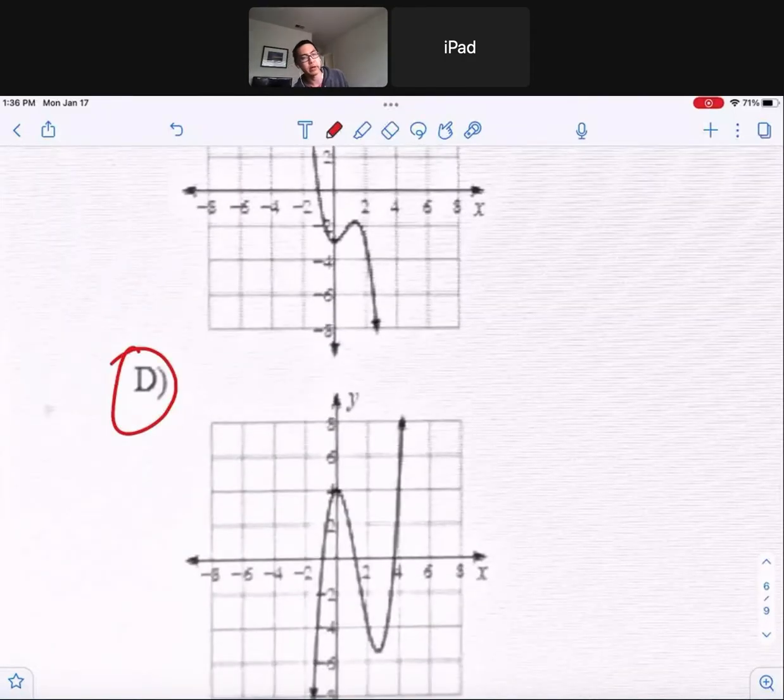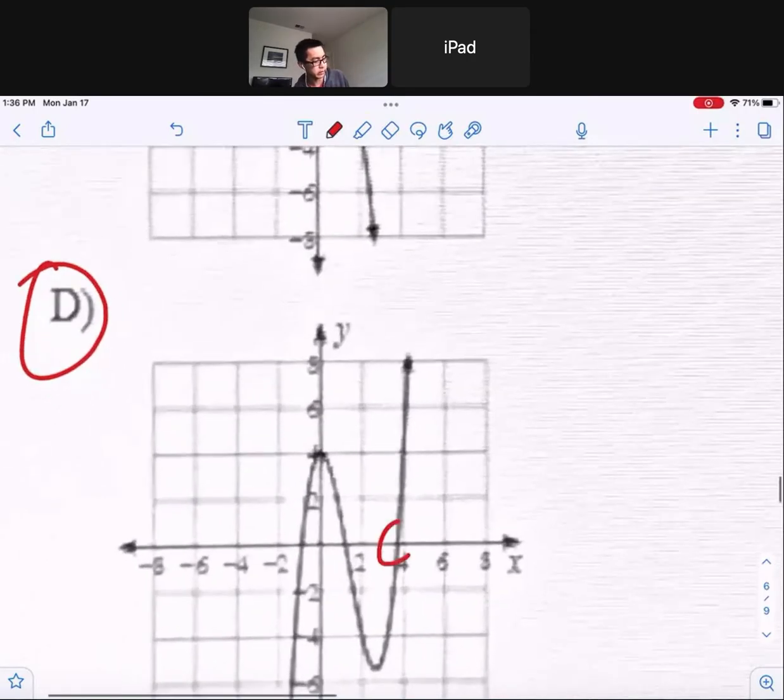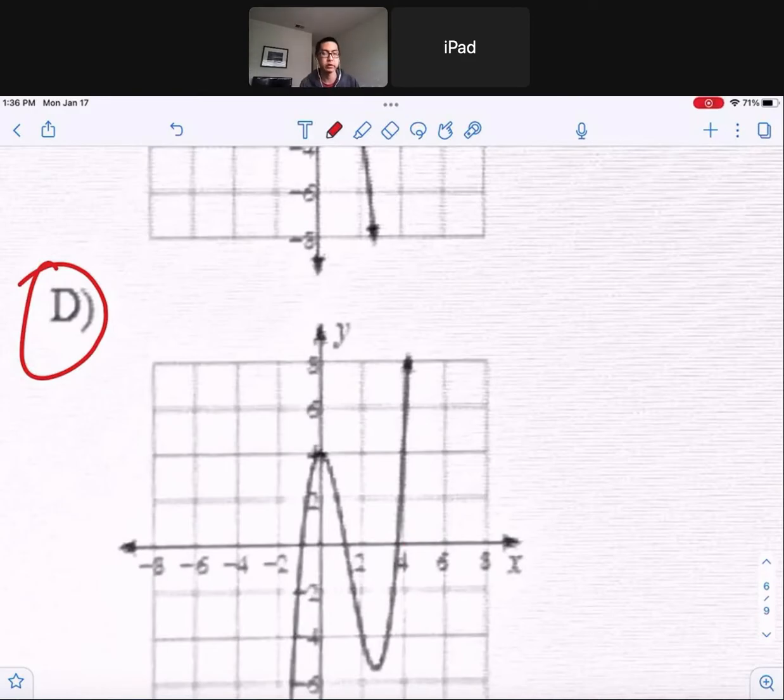And another thing you guys can do is check out the zeros, because then you guys could do synthetic division and test to see if that is a true 0.